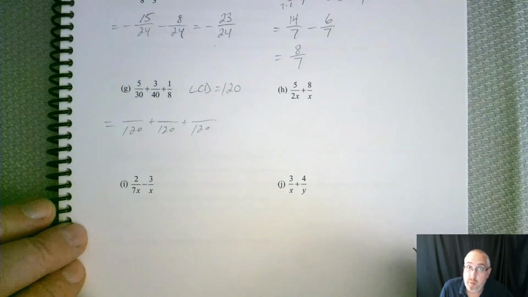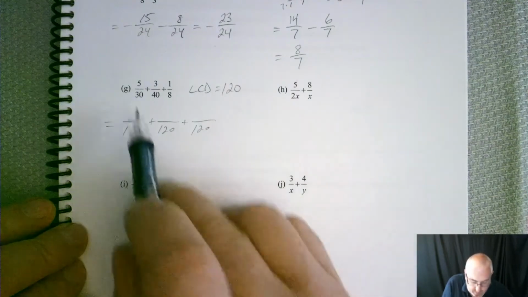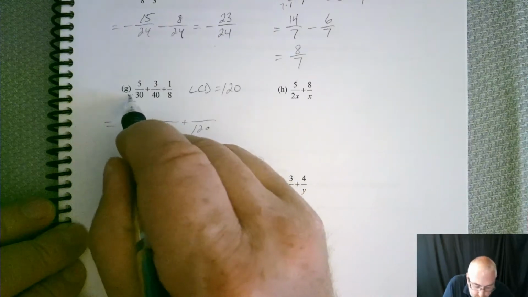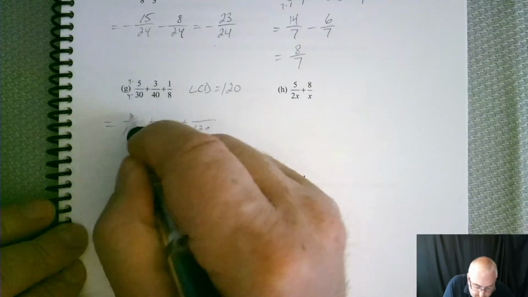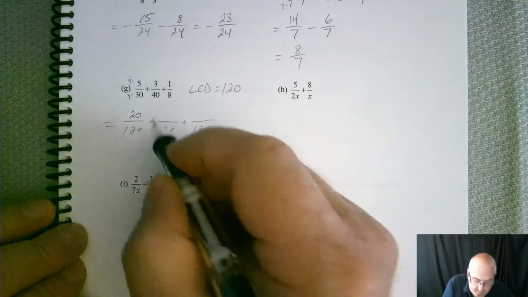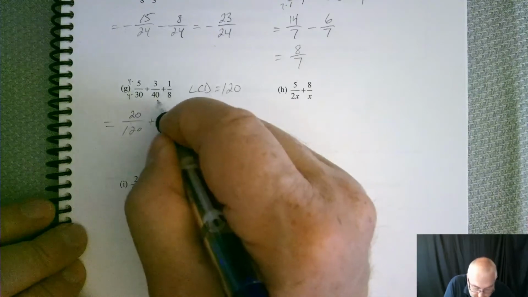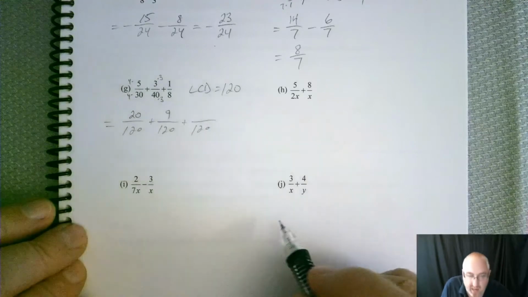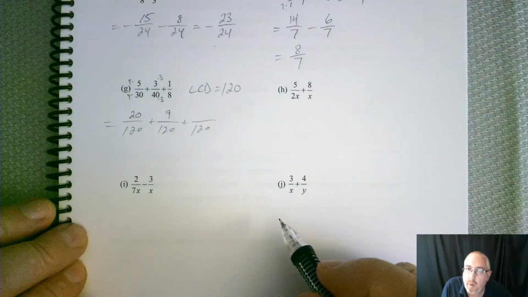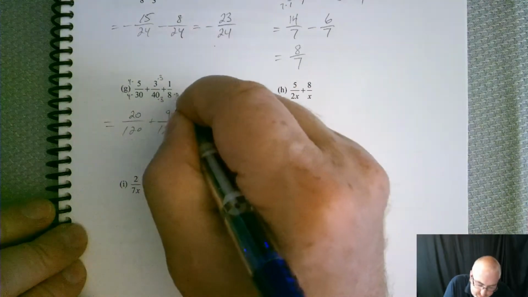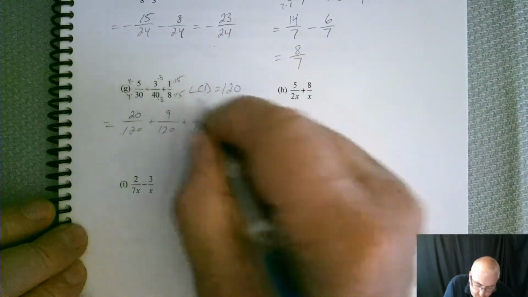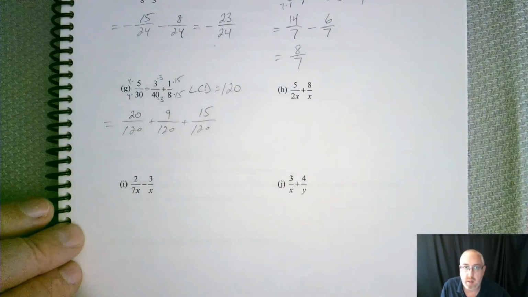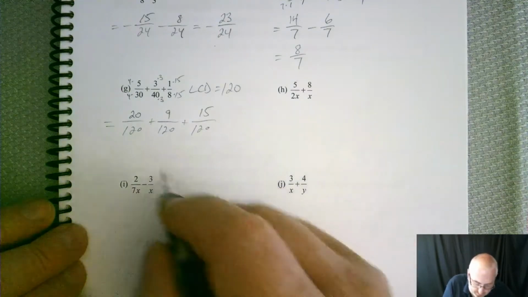So what are our new tops? Well, to go from 30 to 120, we'd have to multiply by 4. So that makes this into a 20. 40 changes to 120 if we multiply it by 3, so this better become a 9. 8 times what is 120? I'm pretty sure it's 15. 1 times 15 is 15. Okay, we got all of our tops fixed. All of our bottoms are the same, so we're almost there.